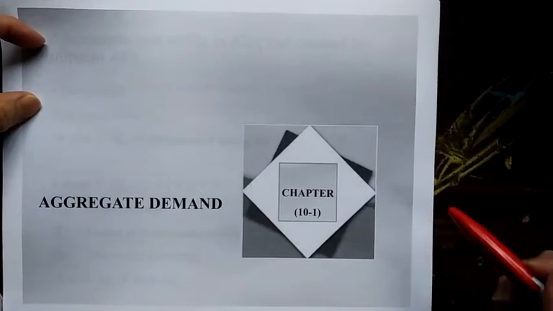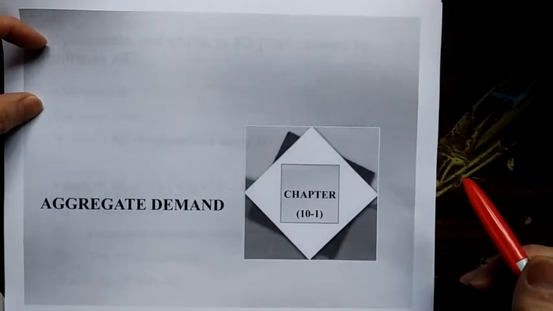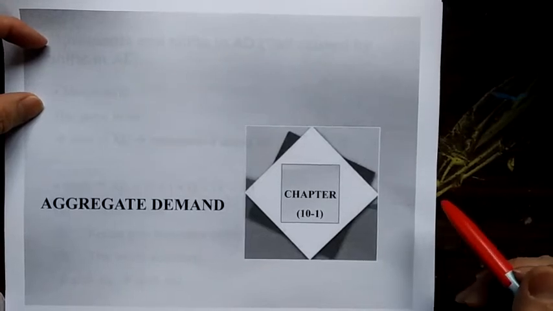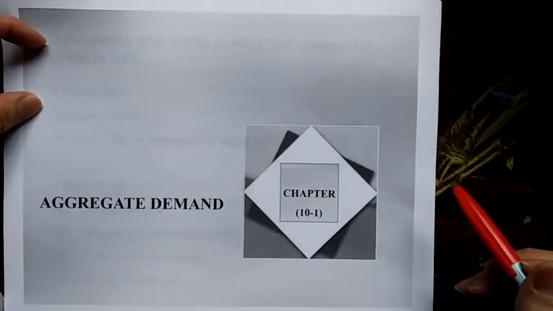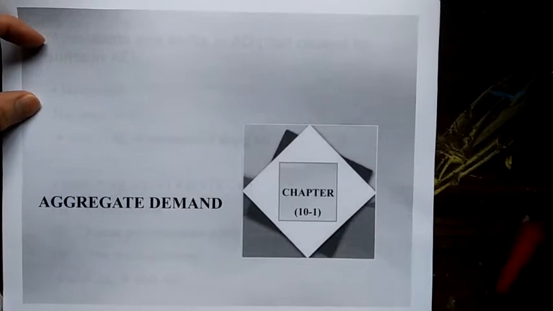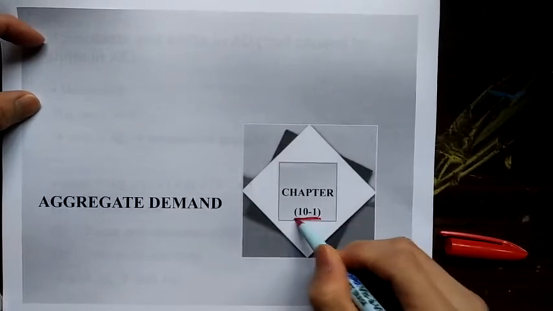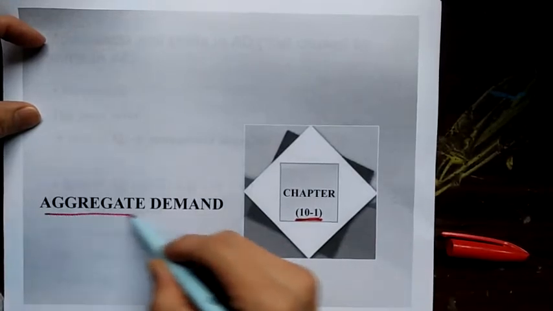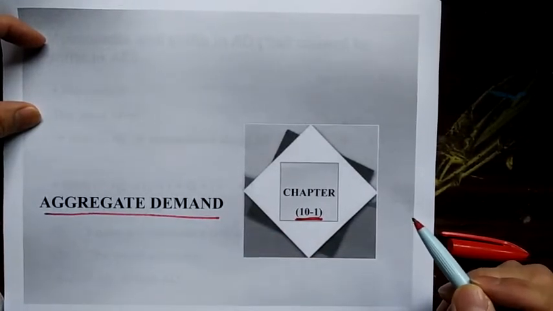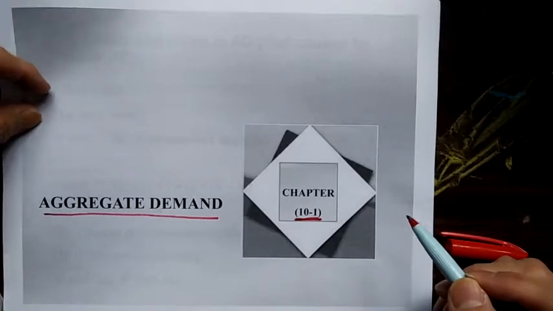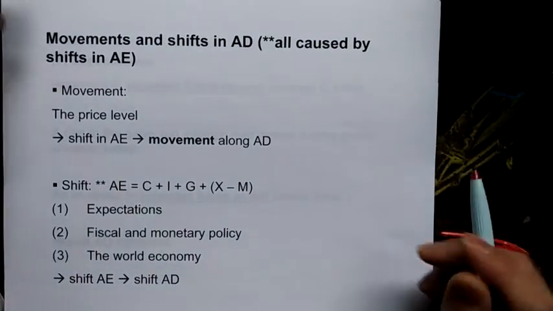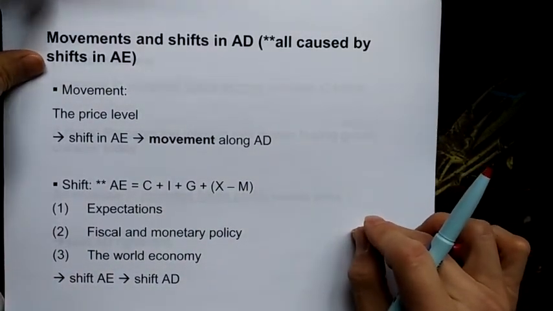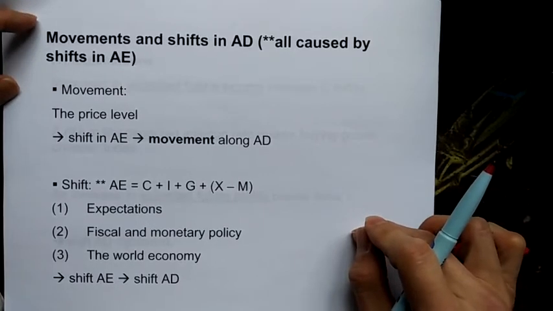We derived the aggregate demand function from the aggregate expenditure function in chapter 11. Now, let's start chapter 10, the first part of chapter 10. That is, let's continue on aggregate demand. So let's review the last part of chapter 11.